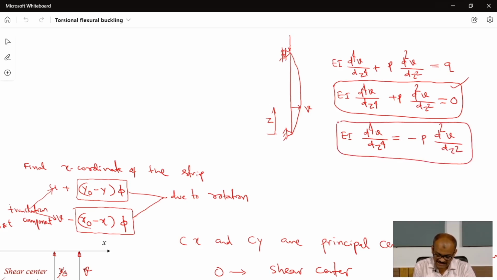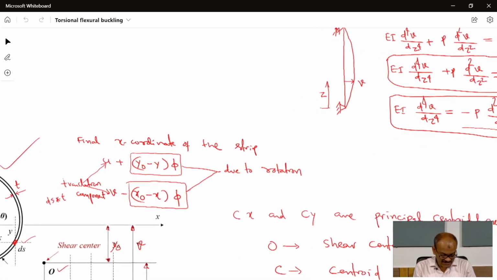In this case, the column is having transverse displacement of v and it is subjected to load P. We can also make it an equivalent column with a fictitious lateral load of minus P into d square v by dz square. I can consider this column as having no axial load, and that column is subjected to a fictitious lateral load of minus P into d square v by dz square.